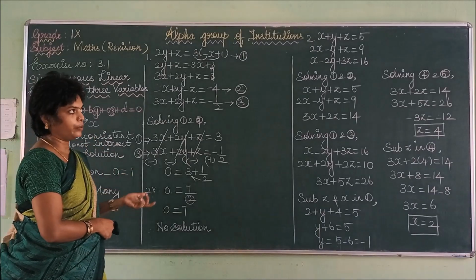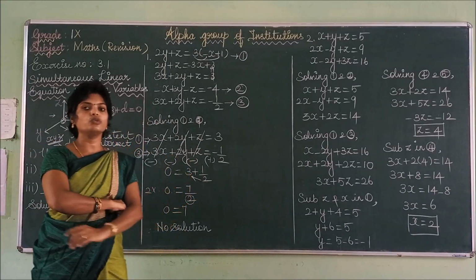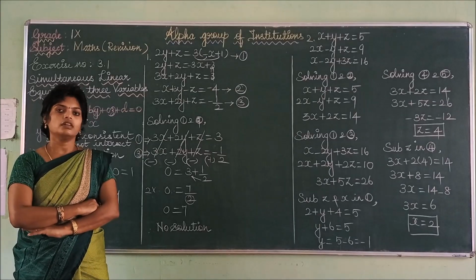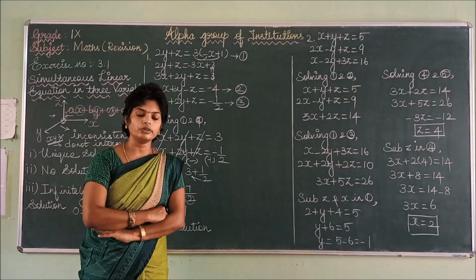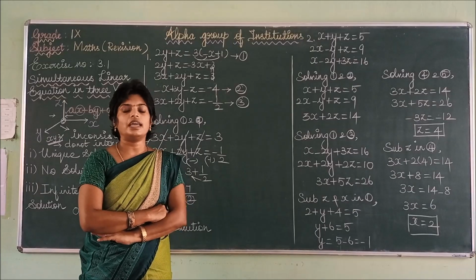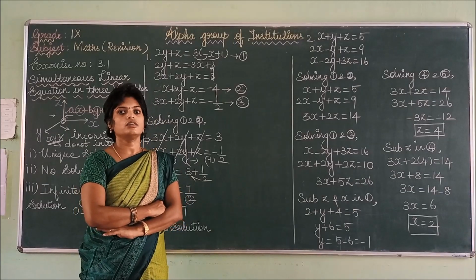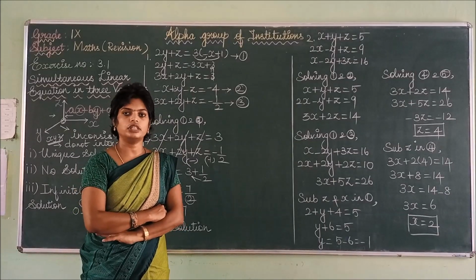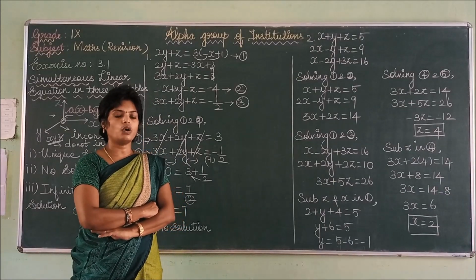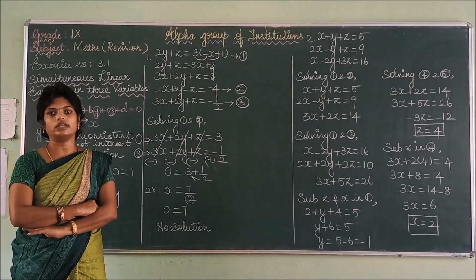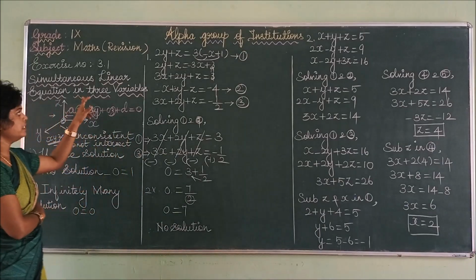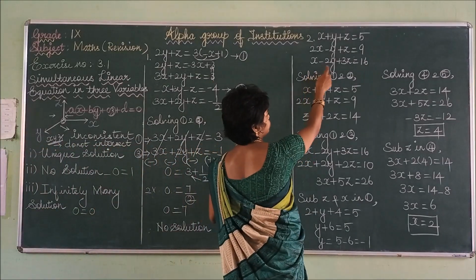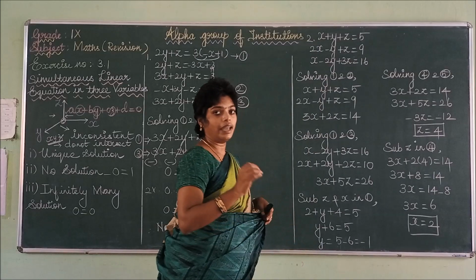Then listen to the second problem. In the second problem they ask you to solve the given system of linear equations with 3 variables. Solve means what you have to do? You have to find the values of x, y and z. Solve means you have to find the variables' values. That is what solve means. Solve the following using simultaneous linear equations in 3 variables. So look, 3 variables only: x, y, z. The 3 equations contain x, y, z.